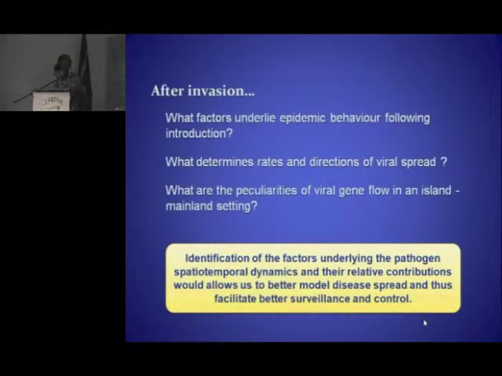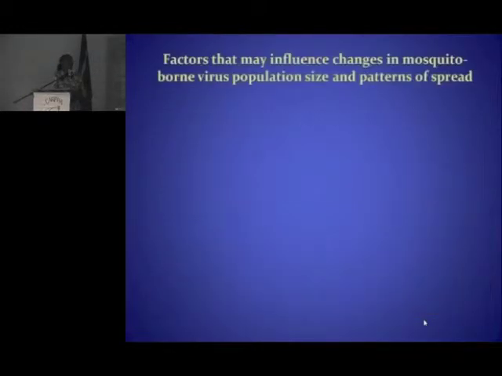into naive populations. So what happens after invasion? Once the virus arrives in a new region, what's its epidemic behavior? And this is one of the things that we've been interested in our research. What sort of factors underlie epidemic behavior following introduction? What determines the rates and directions of viral spread? And in particular for us, what are the peculiarities of viral gene flow, viral movement in a mainland island such as ours? And we feel that identification of those factors underlying pathogen spatiotemporal dynamics and their relative contribution will allow us to better model disease spread and facilitate better surveillance and control.